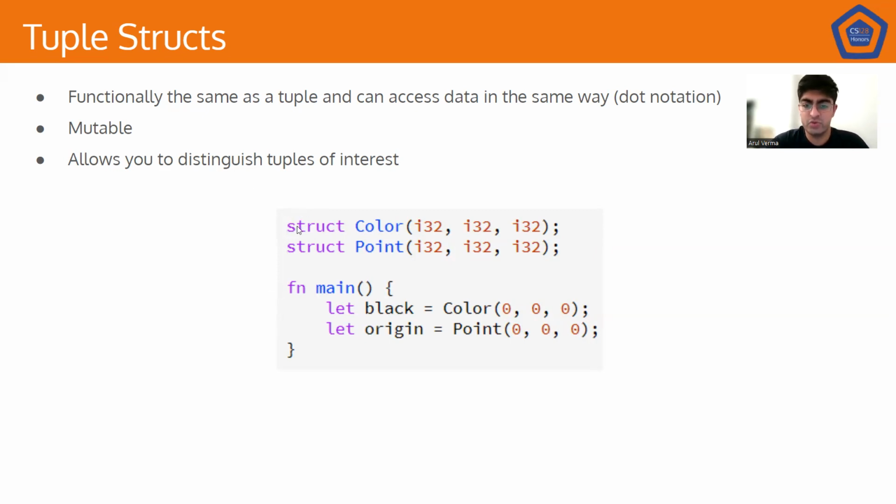So in this case, we can create a struct Color with i32, i32, i32, and we can say let black equals Color(0, 0, 0). This way we can specify the tuple of interest, in this case any colors or any points, and we have let origin be Point(0, 0, 0). To access anything here, it would just be black.0, black.1, black.2, origin.0, origin.1, origin.2. And that's how we can access individual pieces of data within our tuple structs.